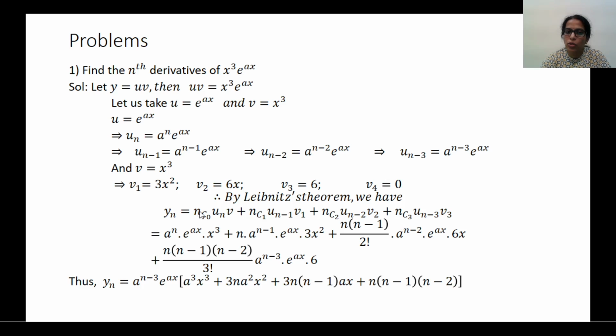We know nC0 is 1, nC1 is n by 1 factorial. What is nC2? n into n minus 1 by 2 factorial. Substitute all these values and simplify. You will get the nth derivative of x cube into e power ax by using Leibniz theorem.